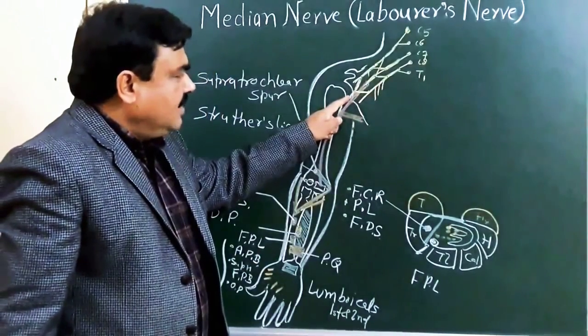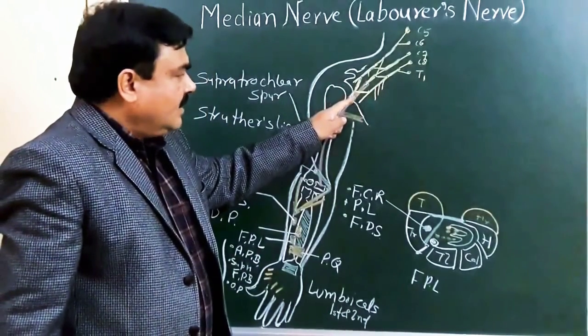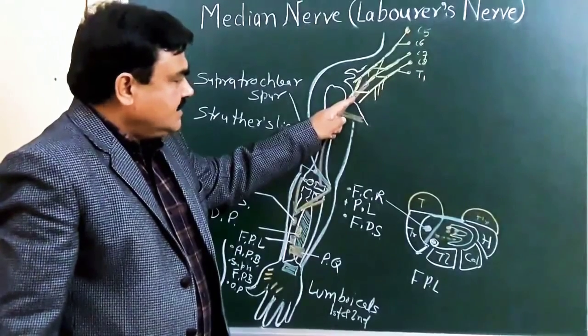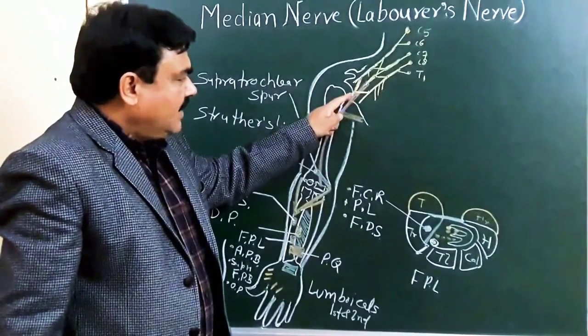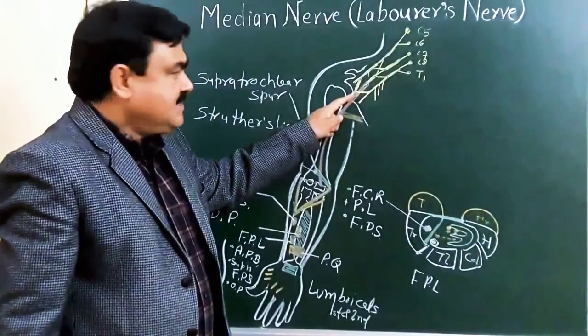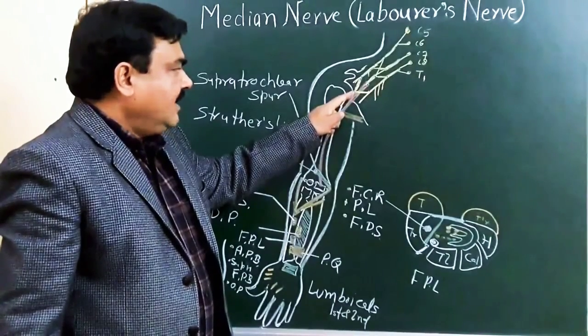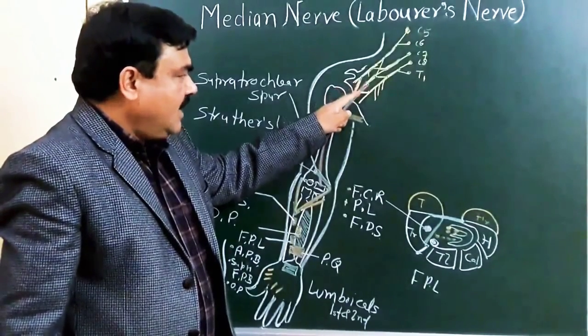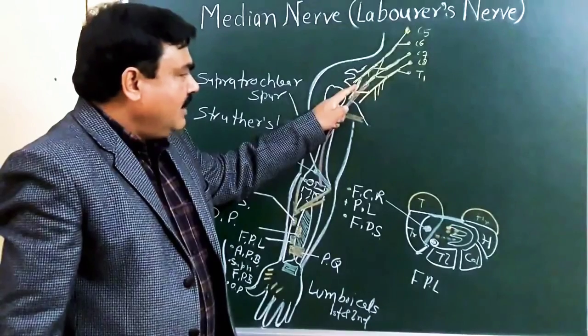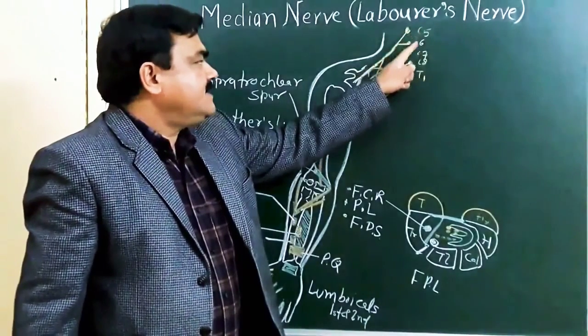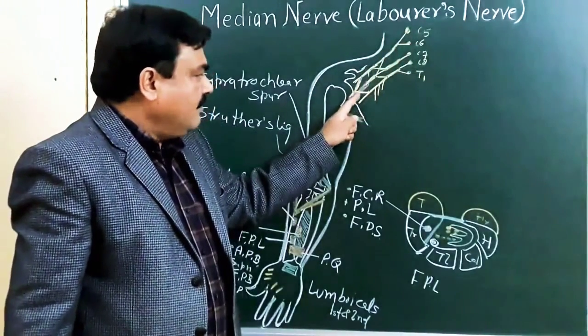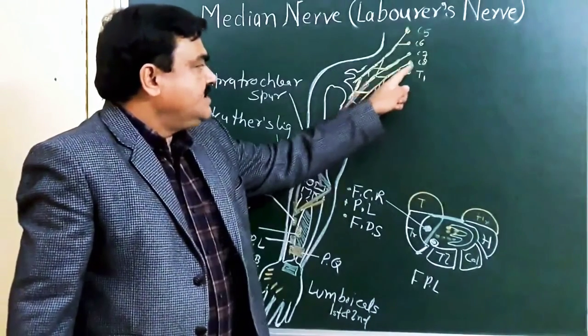This is the median nerve. In the axilla, its position is anterolateral to the third part of the axillary artery. It has two roots, a lateral root and a medial root. The root value of the lateral root is C5, C6, C7. The root value of the medial root is C8 and T1.